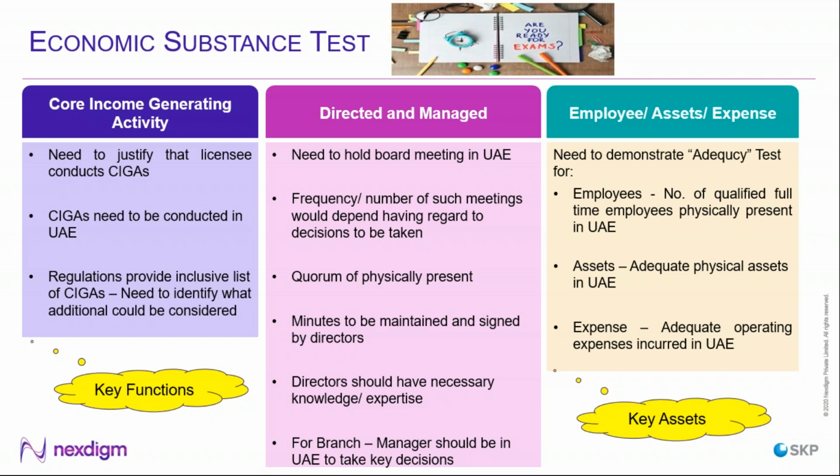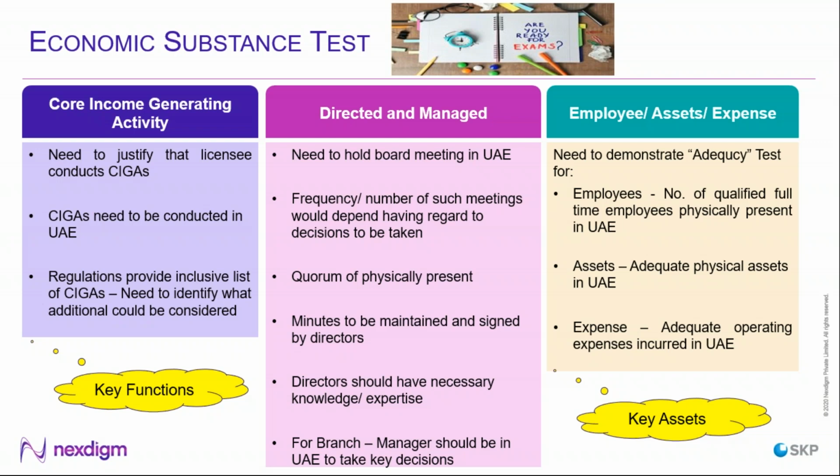So it is very important that to meet the economic substance test, you demonstrate that you are performing the key functions, or all those core income generating activities, within UAE. Similarly, the second most important pillar is you have to demonstrate that you are directed and managed within the UAE. How do you demonstrate that? By holding board meetings. The frequency of board meetings should be adequate, the quorum should be physically present, and minutes, etc. should be maintained. These are all guidelines given within the regulation, which say that if you're doing all of this, then you can be said to be directed and managed within UAE.